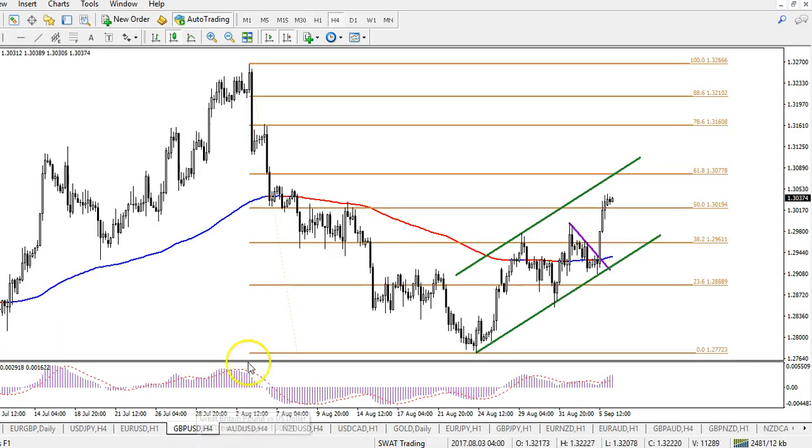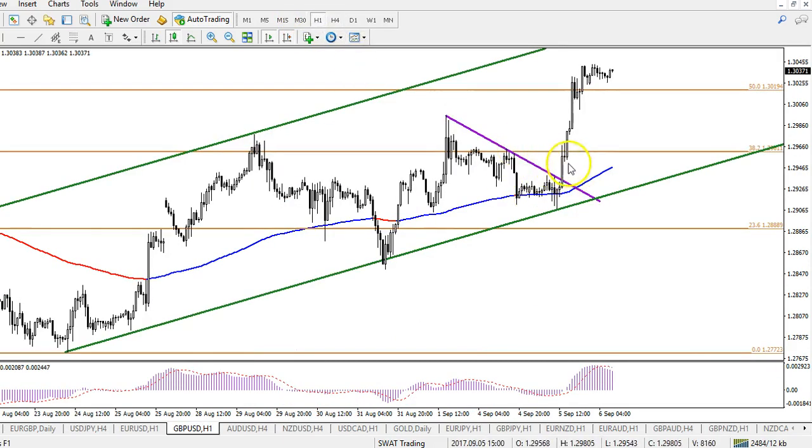Pound dollar neatly broke this resistance trend line. You can see that a bit better on the hourly chart. Good breakout candle here.